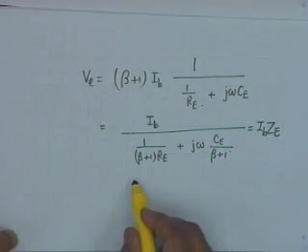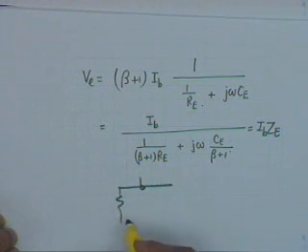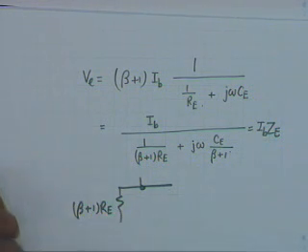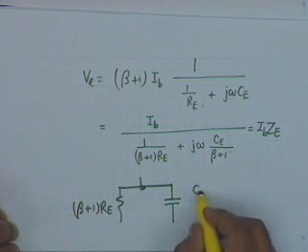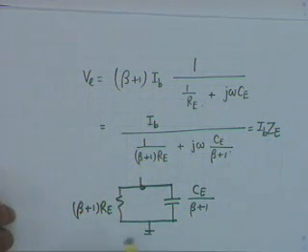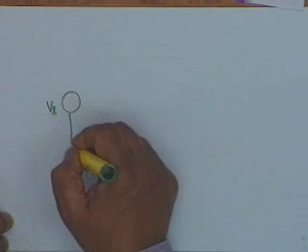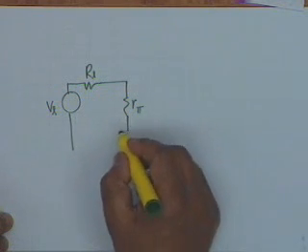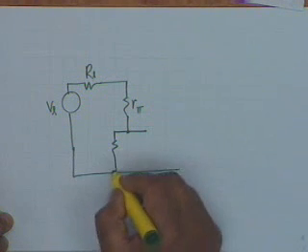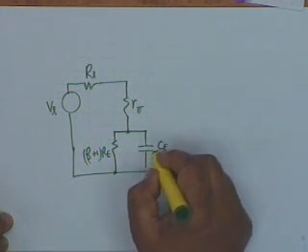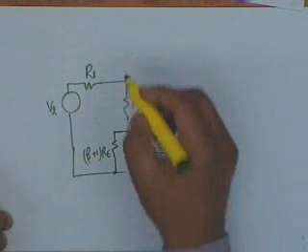What is ZE? Obviously ZE is a parallel combination of a resistance which is equal to beta plus 1 Re, not simply Re, and a capacitance whose value is Ce divided by beta plus 1, and therefore my input circuit effectively becomes like this: Vs, Rs, Rpi, and then a parallel combination of resistance beta plus 1 Re and a capacitance Ce divided by beta plus 1, and this current is I sub B.